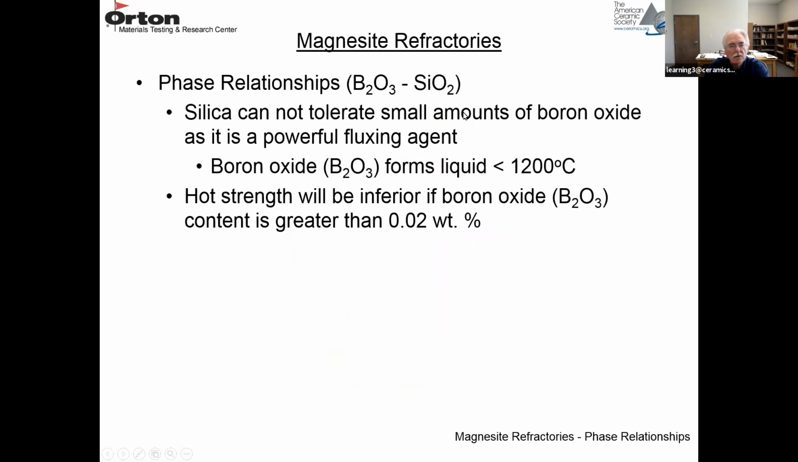B2O3 and SiO2, both impurities. Silicon cannot tolerate small amounts of boron oxide, just as MgO cannot tolerate small amounts. So boron oxide forms a liquid with SiO2 at less than 1200 degrees C. So if these phases, again, are concentrated in the grain boundary, your hot strength will be inferior because boron oxide can also react with the silica as well as with the MgO.